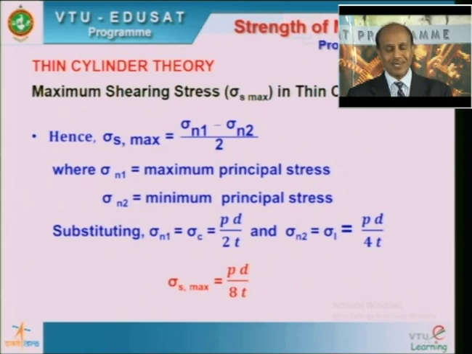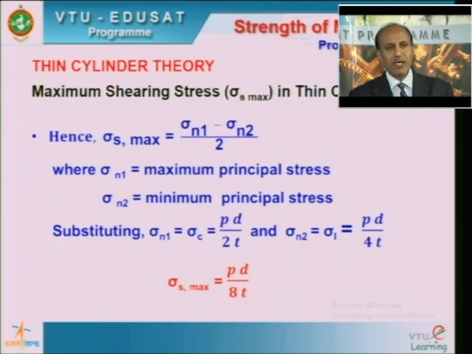So, please understand, dear students, we have 3 important expressions right now. The first one is the circumferential stress, which you see above the expression of shear stress, that is PD by 2T. The second expression is the longitudinal stress, beside that you are seeing the expression PD by 4T, and the last one is the max shear stress, which is PD by 8T. These are applicable to thin cylinders, that is, the stresses in the wall of a thin cylinder.